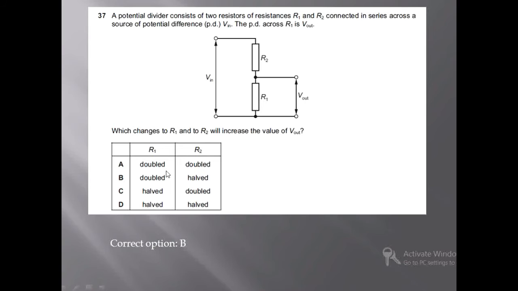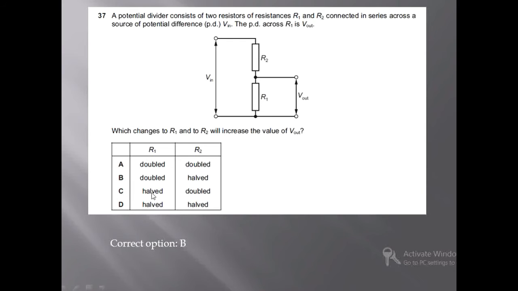Option A, R1 doubled, R2 doubled. No, this is not true. R1 should be doubled and R2 should be halved in order to increase the value of V out. Option B, R1 should be doubled and R2 should be halved. This seems to be the correct and feasible option, but let us understand and analyze the next options as well.